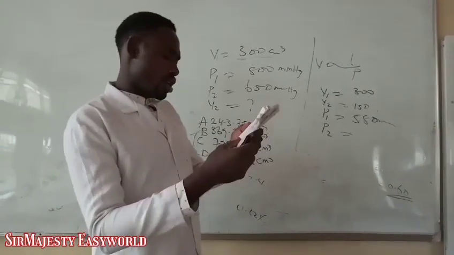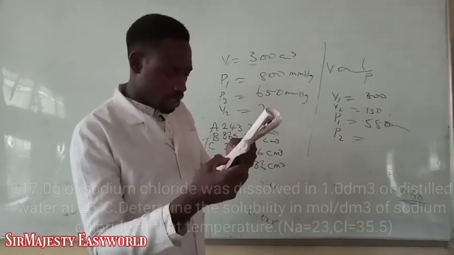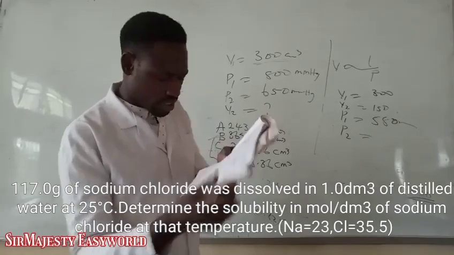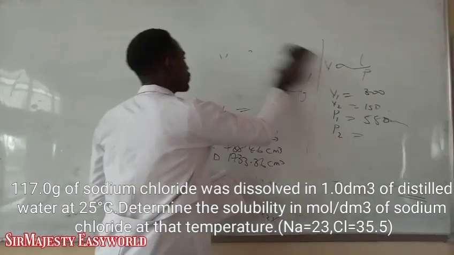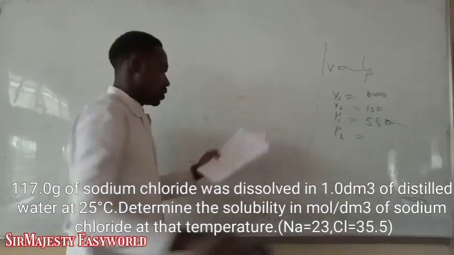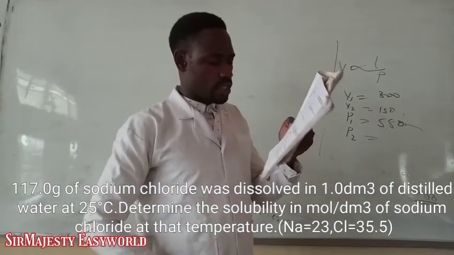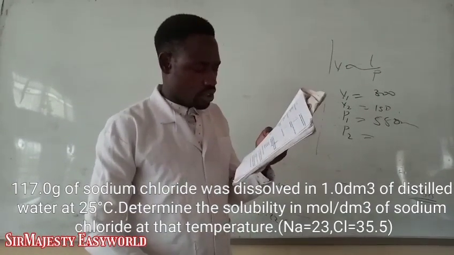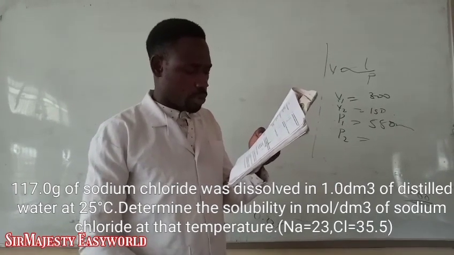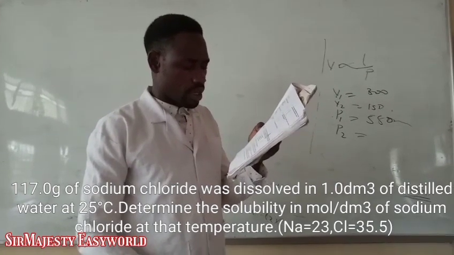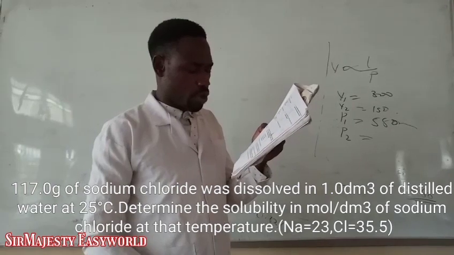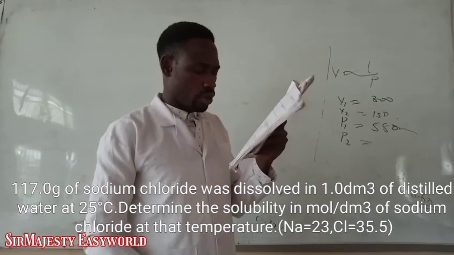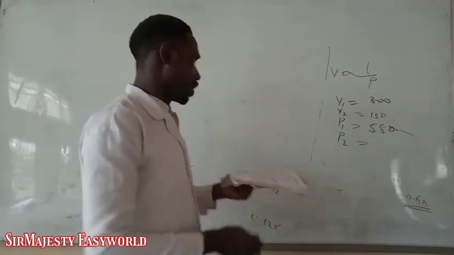You use this cheat. Coming to the same year question 16. Question 16 said about 117.0 gram of sodium chloride was dissolved in 1.0 dm cube of distilled water at 25 degrees Celsius. Determine the solubility in mole per dm cube of sodium chloride at that temperature.